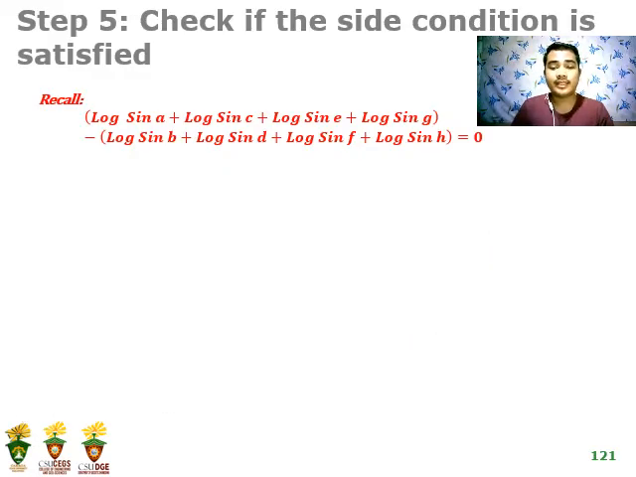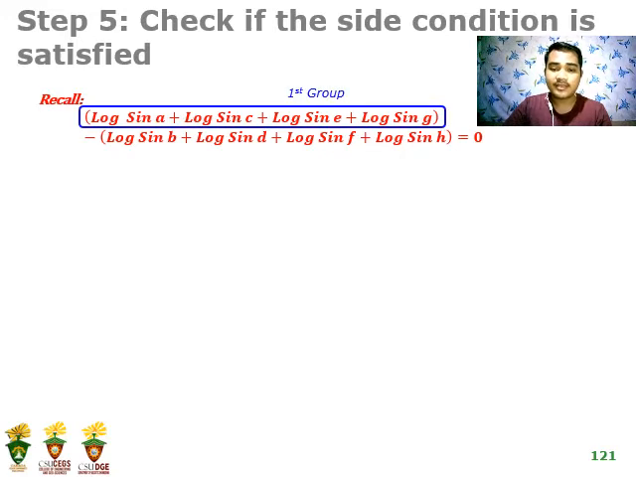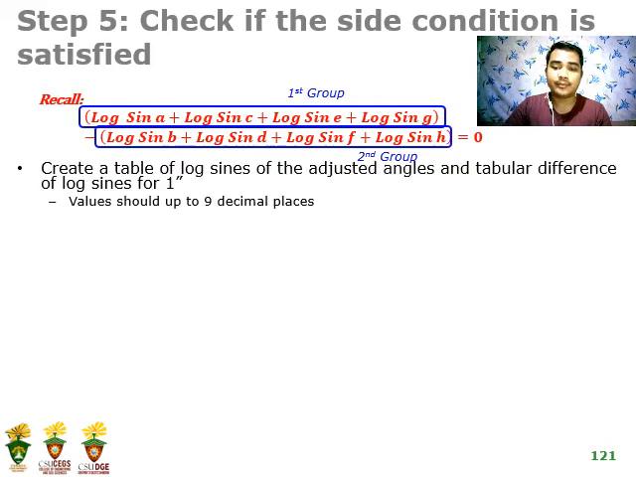Step 5 will be about checking if the side condition is really satisfied. Let us recall this equation that we discussed a while ago, that this is equal to log sine A plus log sine C plus log sine E plus log sine G minus the log sine B plus log sine D plus log sine F plus log sine H. As we discussed earlier, the upper group of log sines is the numerator, and the second group of log sines is the denominator, as you recalled in the previous slide. Again, this is the first group and this is the second group.